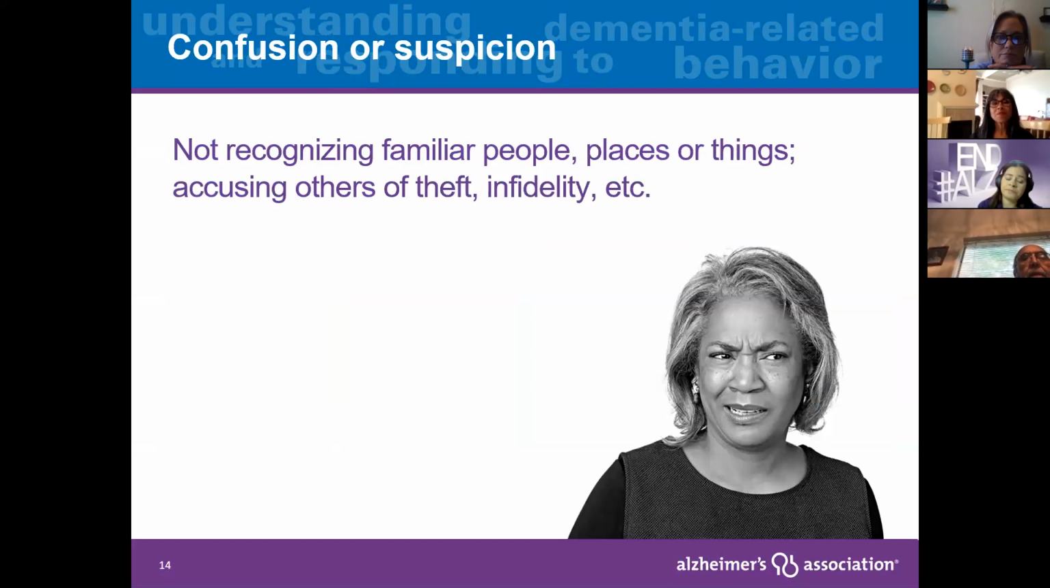Confusion and suspicion: not recognizing our loved ones, familiar people, going to the grocery store we've been going to for the last 10, 15 years and not being able to find things there, accusing other people of stealing their money, of infidelity. That one's quite common, actually. Confusion or suspicion can look like paranoia. We call it paranoia, but I actually have to correct people, because paranoia is very intentional, right? And we're not talking about someone that's schizophrenic or someone that has other mental health conditions.